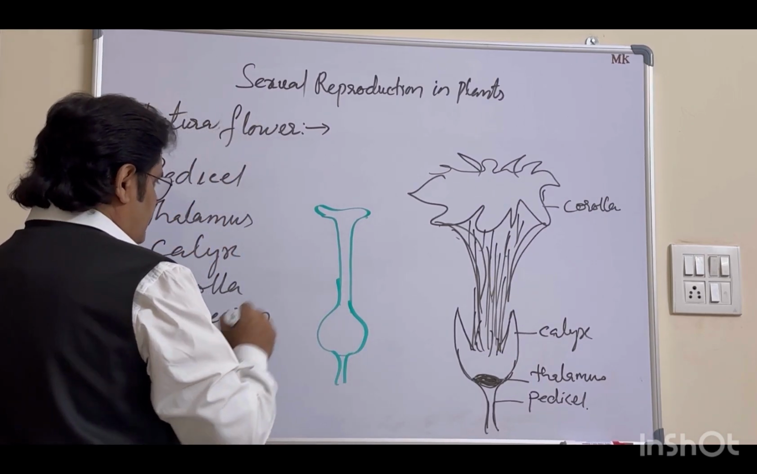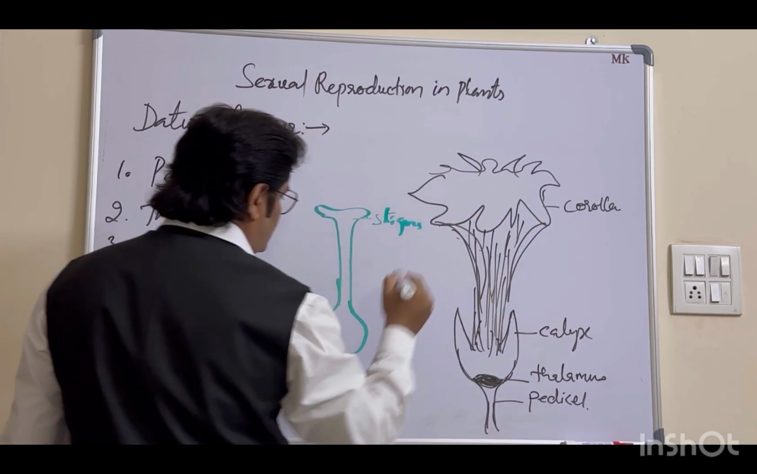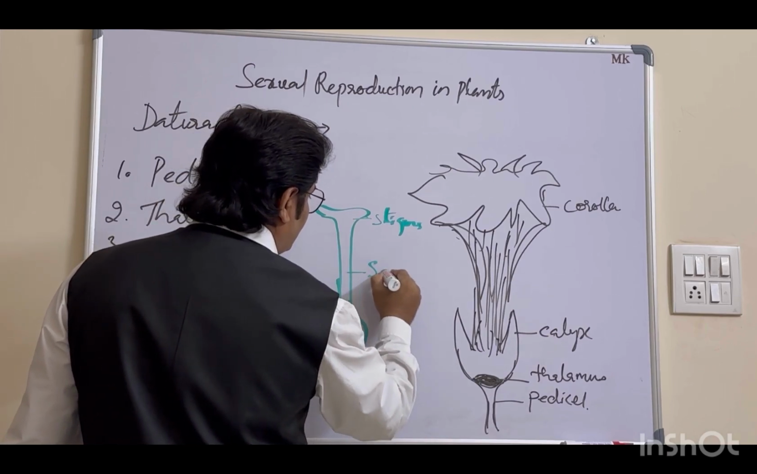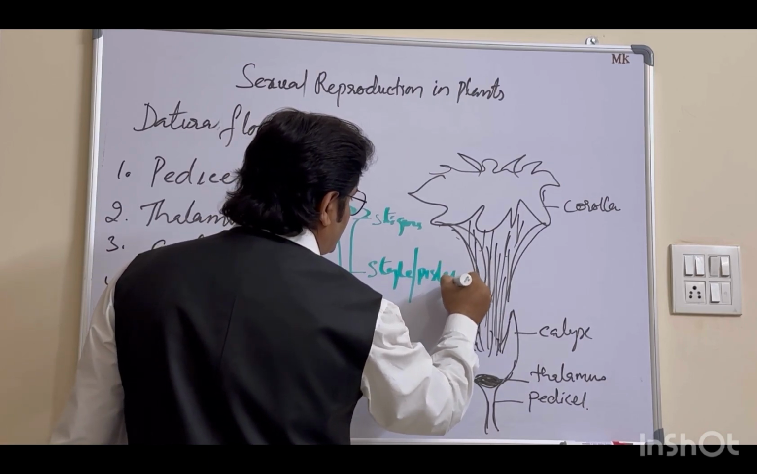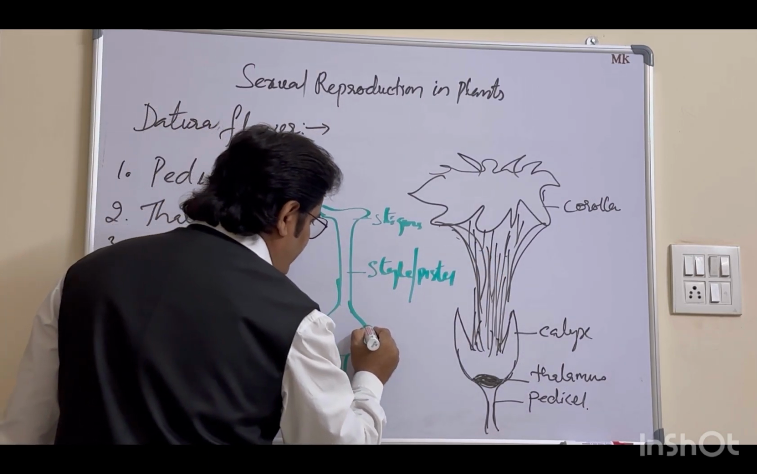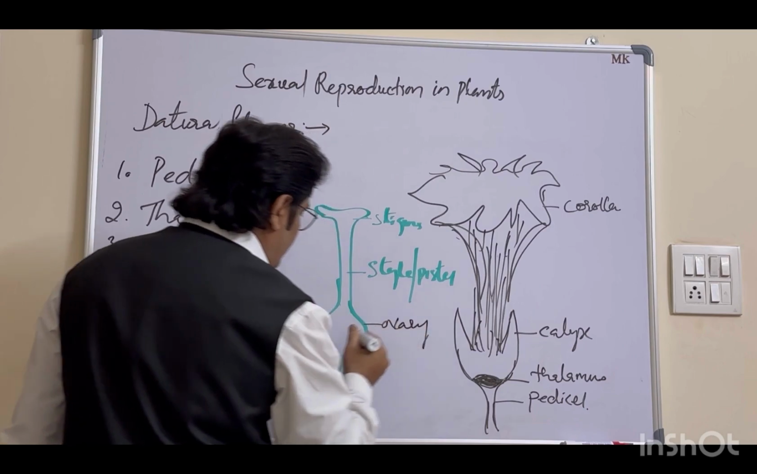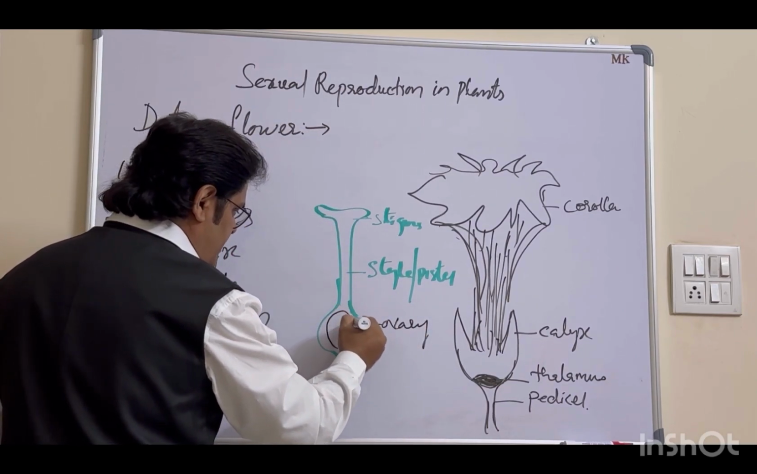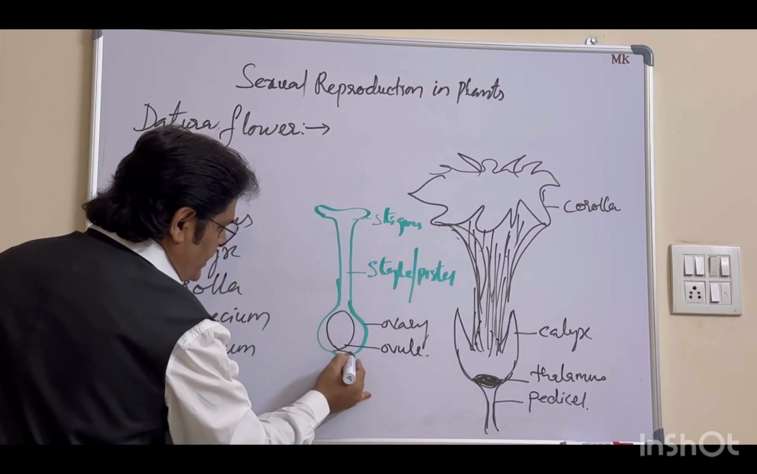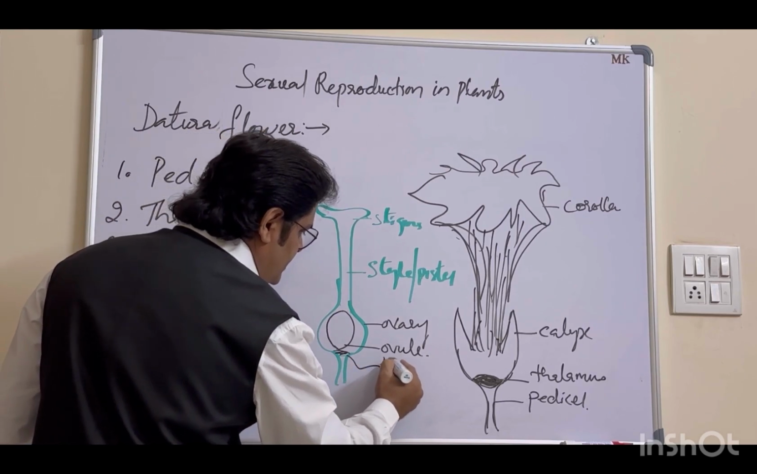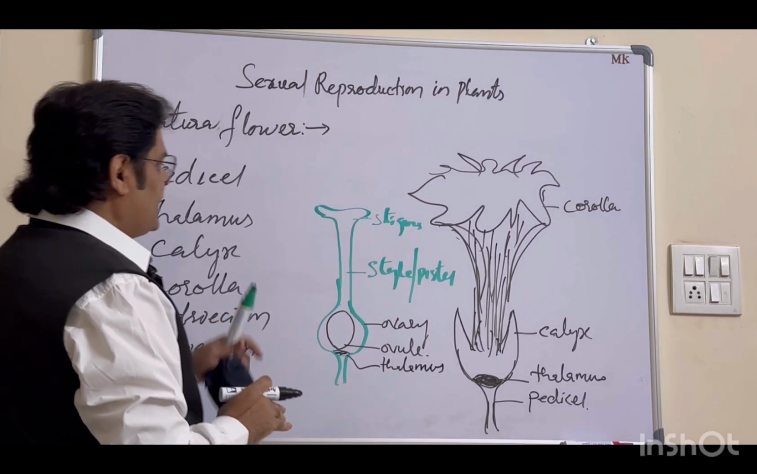this is the female part here, and this one is called the stigma. This is called the style or pistil. And this one is called the ovary. Inside the ovary, the ovule is present. Here the ovule is present. Clear? And this part, I already told you, is otherwise called the thalamus. Now, this is the female part.